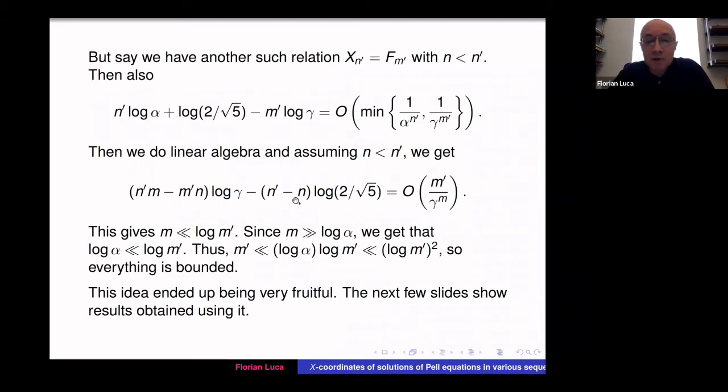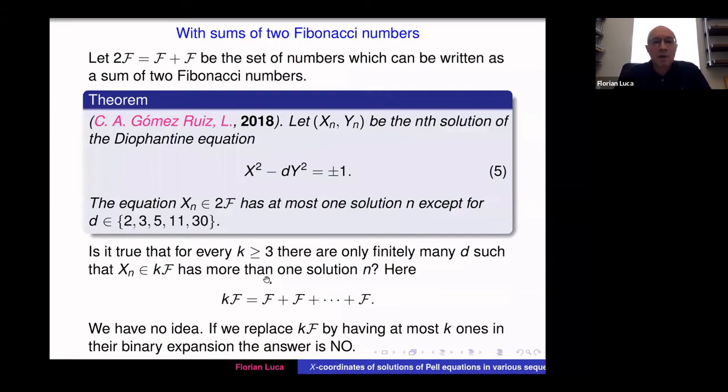So if they were 0, then both n prime equal to n. So this coefficient should be 0, and this coefficient should be 0. But if that is the case, then m, n equal m prime, n prime. So they come from the same solution, which is not convenient. So now I just do linear forms in logarithm. Now this idea was very fruitful. So I'm going to start going a little bit more fast now. For example, we can even put sums of 2 Fibonacci numbers in there.